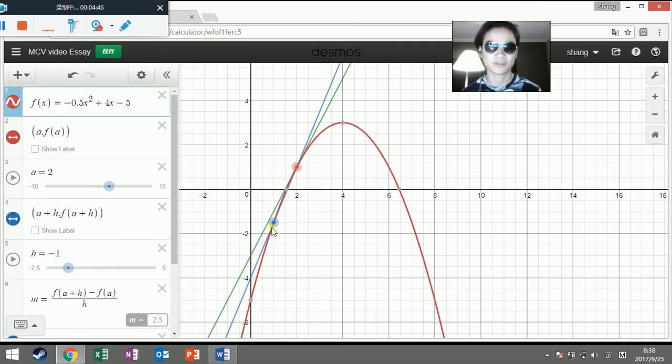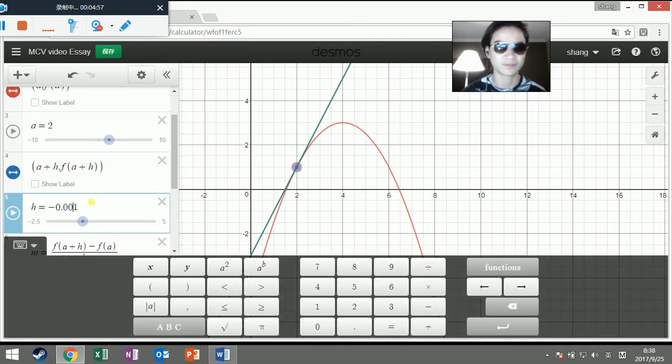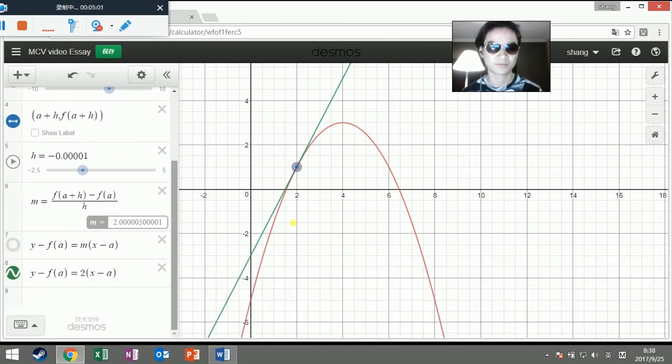We let the point approach the base point from the left to the right, closer and closer, like 0.0000, until they overlap. That is the tangent line. So now we cannot find the distance between the two points.